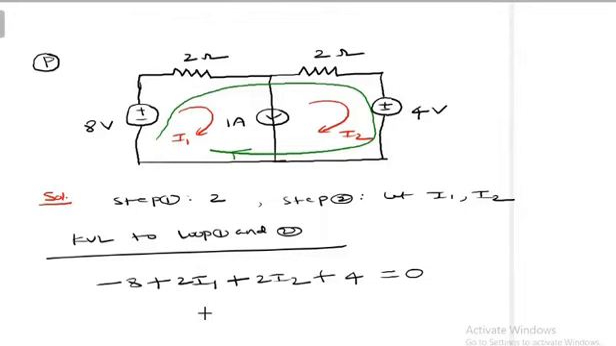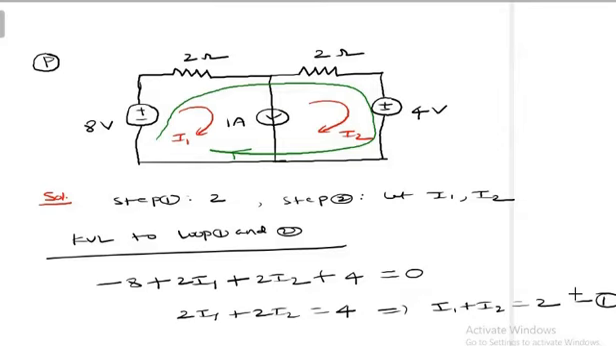So if we simplify this, what do we get? 2I1 plus 2I2 minus 8 plus 4, we get minus 4. If I take that to the right hand side, I get plus 4. So if we simplify this, we get I1 plus I2 is equal to 2. Name it as equation 1. So we have 2 unknowns to find out here, I1 and I2, but we have only one equation. So we need one more equation to find out these 2 unknowns.